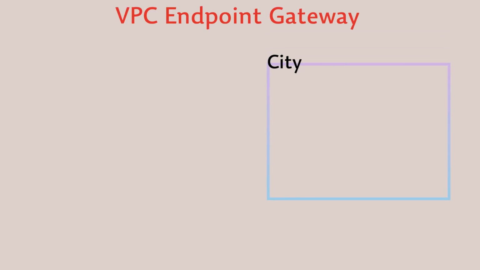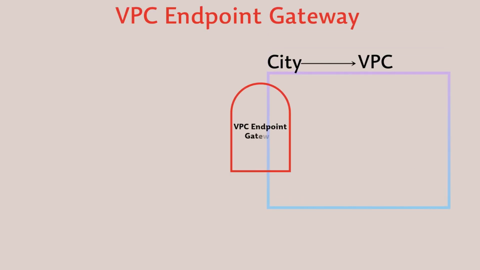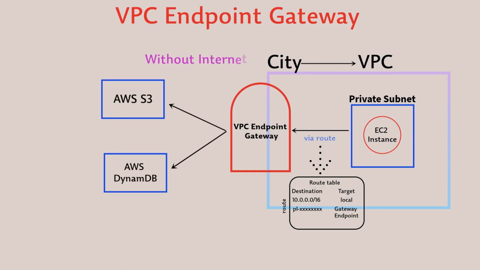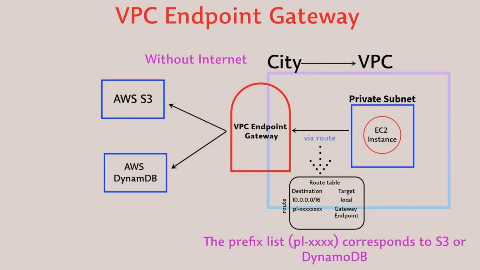Now let's see the VPC Gateway Endpoint. The gateway endpoints create a private route to AWS services such as S3 and DynamoDB. It allows private access to AWS services without using the internet. You can consider it a dedicated private courier lane. Instead of sending packages through public roads, you have a private road directly to the warehouse. Let's see some real world benefits of it.